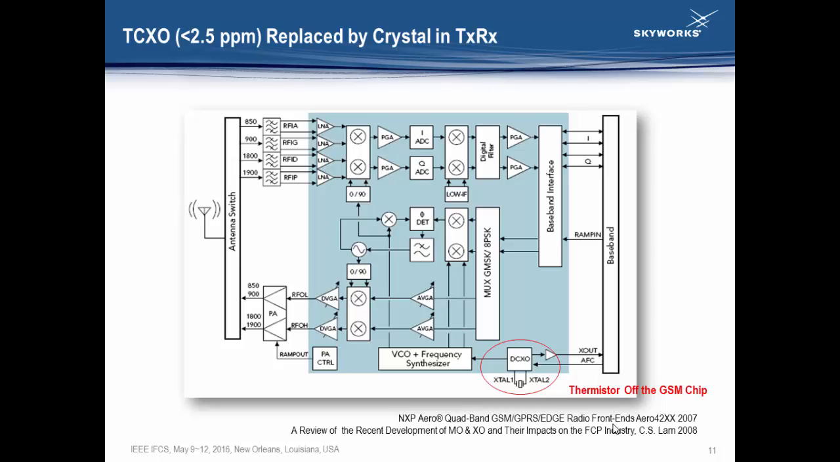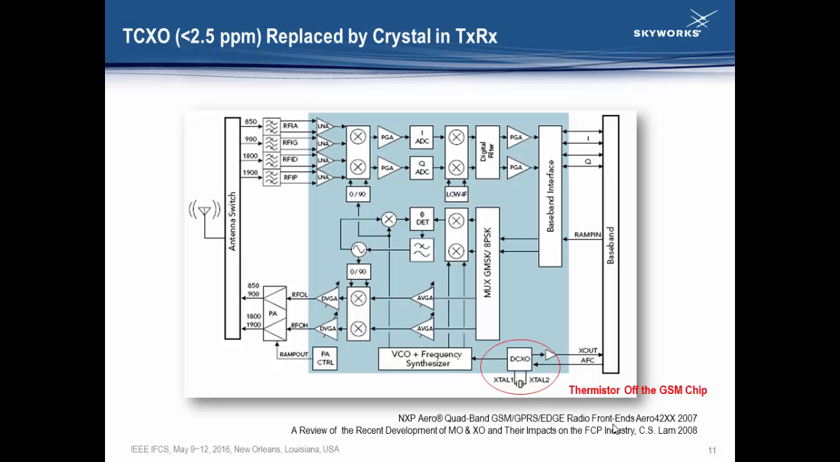TCXO has been used in the smartphone for many years. I think the first generations of iPhone used two TCXOs inside, one for the transceivers and one for the GPS. But at least for the transceiver, back in 2007, 2008, you can see that NXP's transceivers began to use just a piece of crystal instead of a TCXO. Back then, of course, the TCXO was expensive. Crystal was much less expensive, so there was a lot of incentive to use crystals.